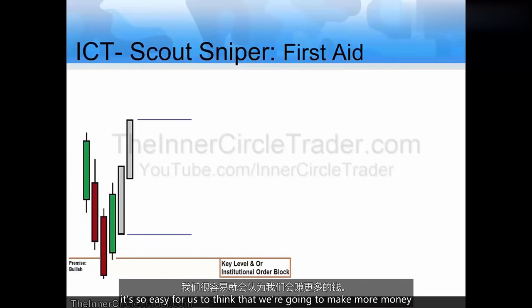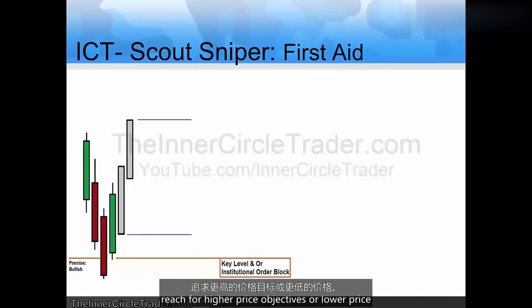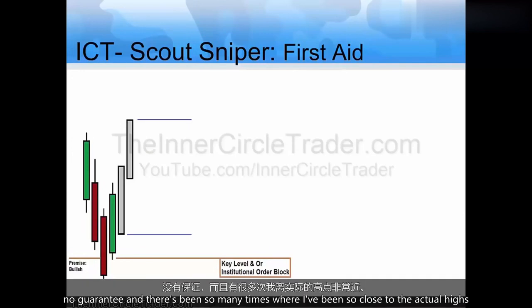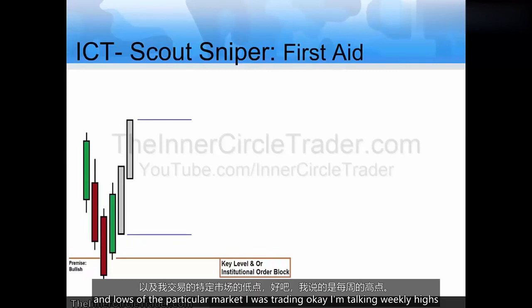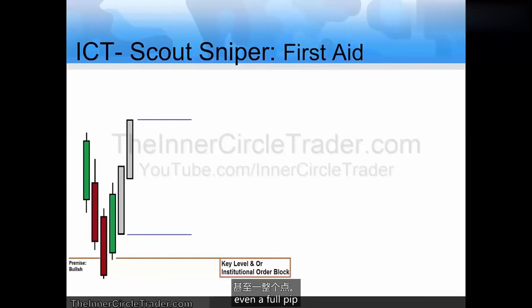It's so easy for us to think that we're going to make more money if we hold more, reach for higher price objectives, or lower price objectives if we're short. There's no guarantee it's getting there. No guarantee. And there have been so many times where I've been so close to the actual highs and lows of the particular market I was trading. Okay, and I'm talking weekly highs where the market turned around and then went months in the other direction. I have been so close, a piece of a pip, not even a full pip, and I didn't get my exit.